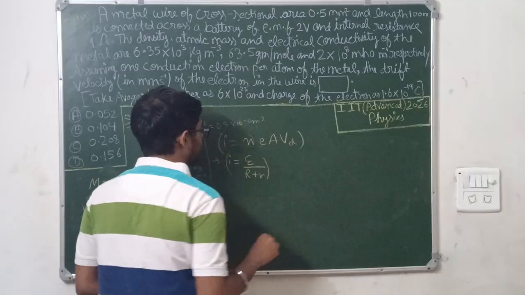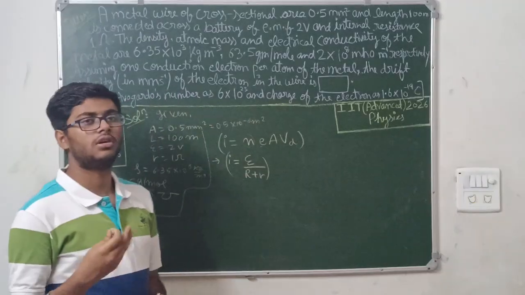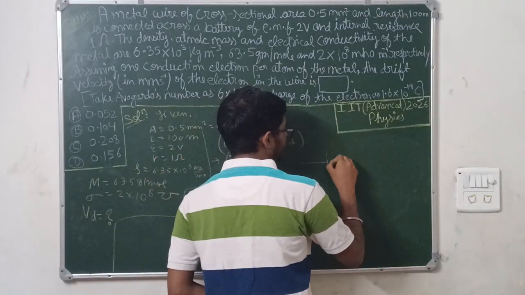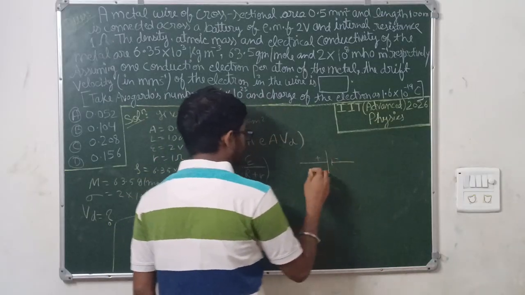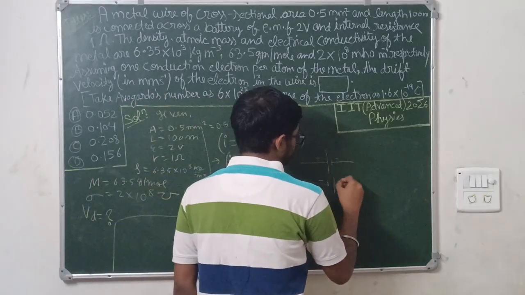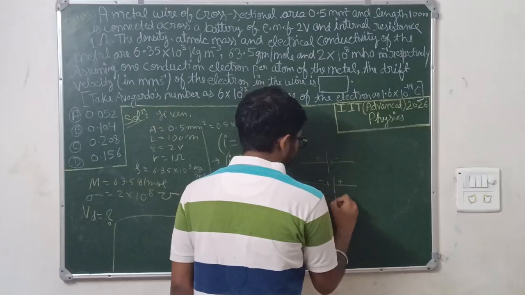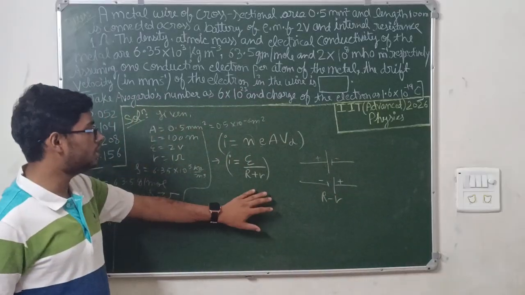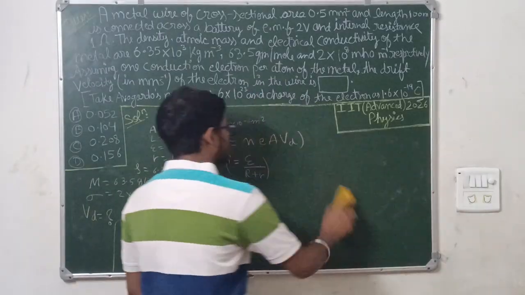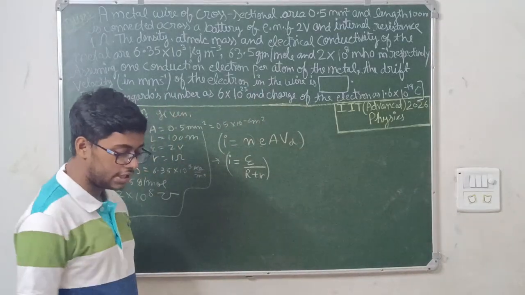We are not going into the sign convention, because generally, if the positive terminal is connected further, we write R plus r, but if the negative terminal is connected further, we generally write R minus r. We are not considering the sign convention here. We are just writing the R plus r value, assuming that the positive terminal of the battery is connected further.